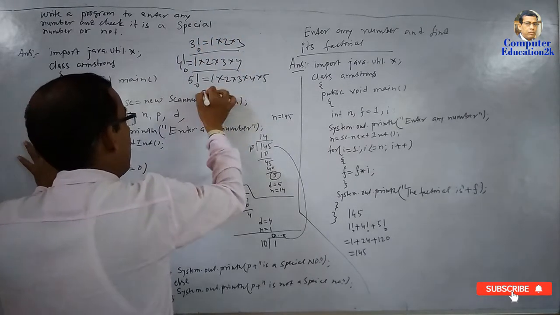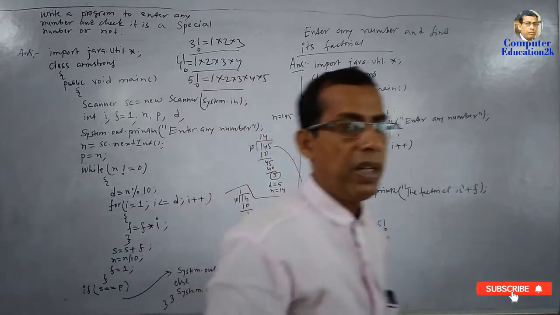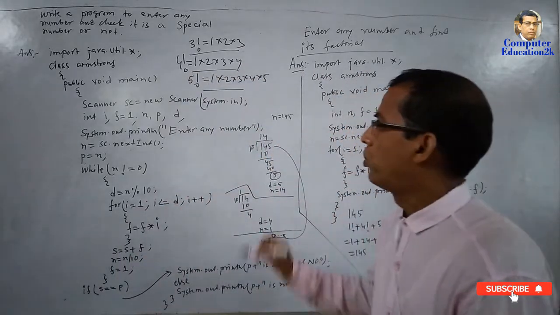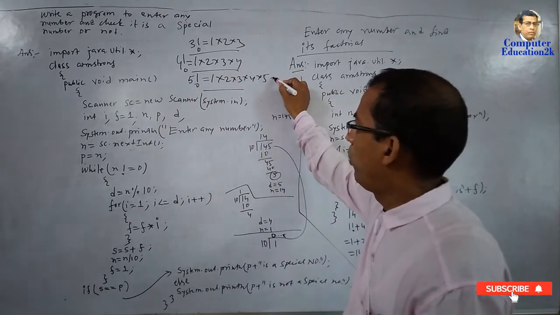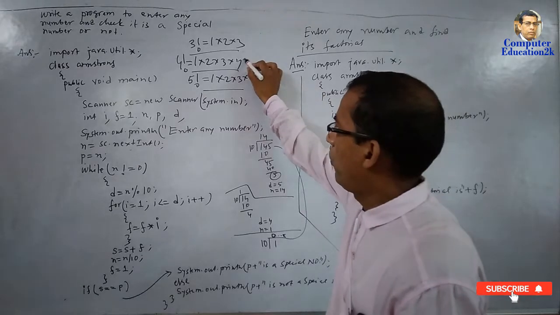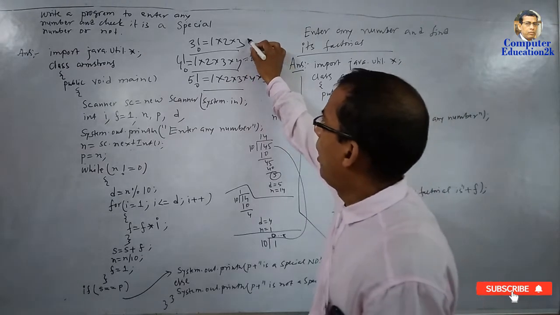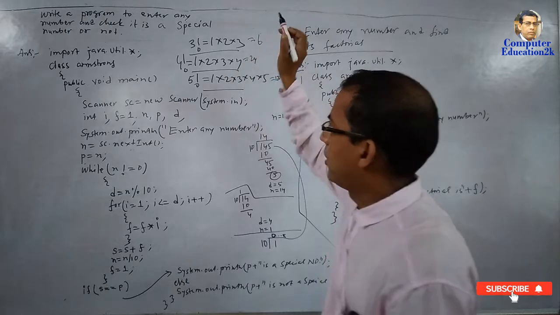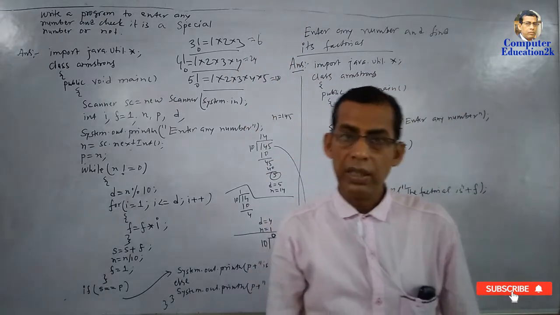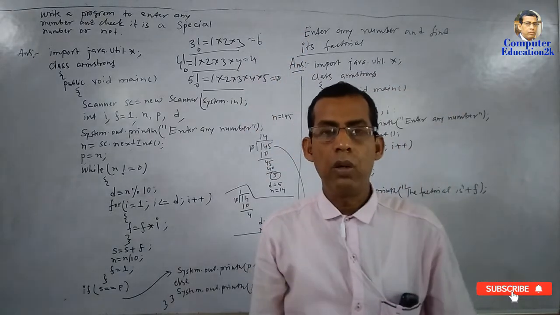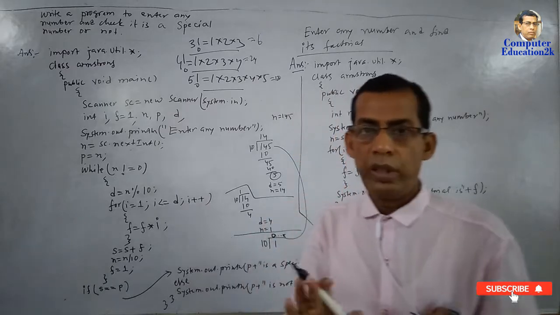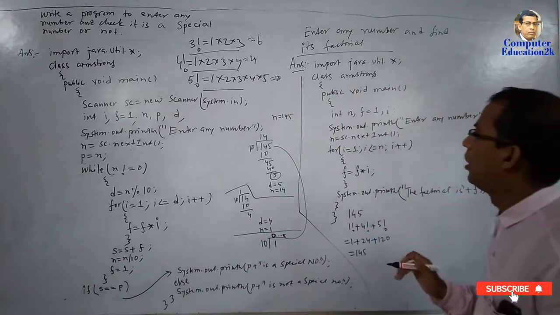So these are called factorial. This way we can find the factorial of a number. The factorial of 5 will be 120, the factorial of 4 will be 24, and the factorial of 3 will be 6. So first you should know how to find the factorial of a number, so that I have shown here.